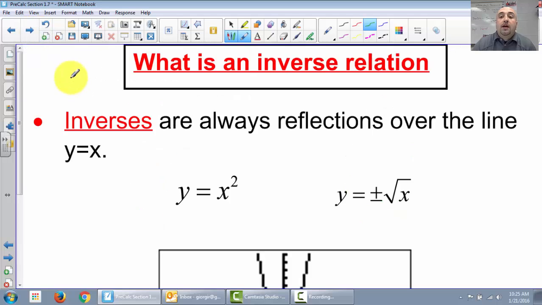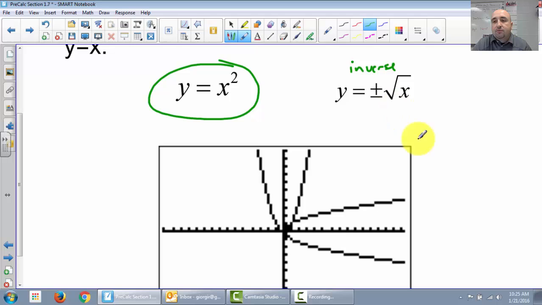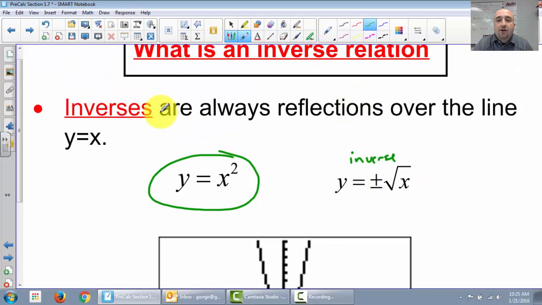All right. Inverses are always reflections over the line y equals x. So you can graph inverses as well. Okay, so here is a function, all right, y equals x squared. Here is its inverse. Okay, y equals plus or minus root x. Now, I'm not worried about being able to find this yet. I'm just telling you that x squared and plus or minus square root of x are inverses. And this definition says they are always reflections over the line y equals x.